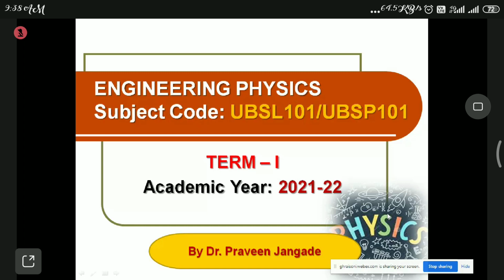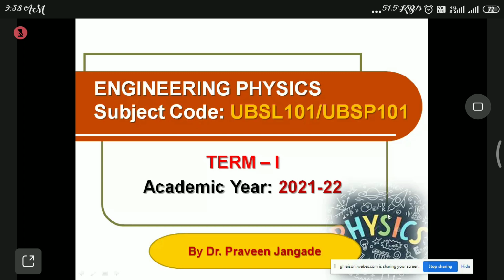Those posters which have been selected for the competition will go for the competition round then. So these are the instructions. Now with this we will start our class.